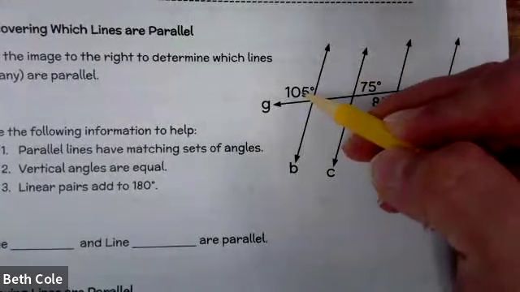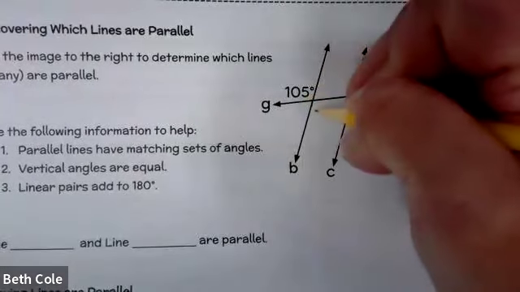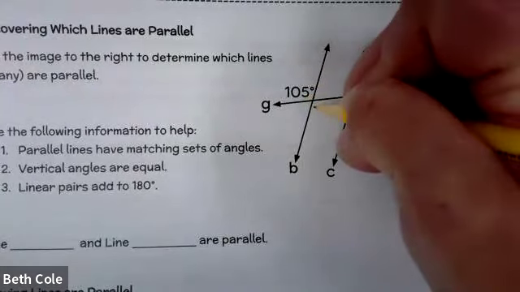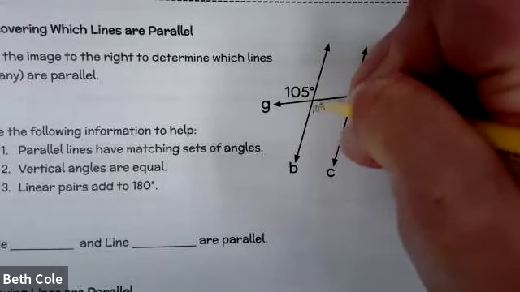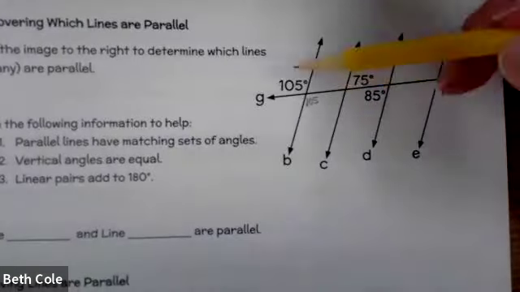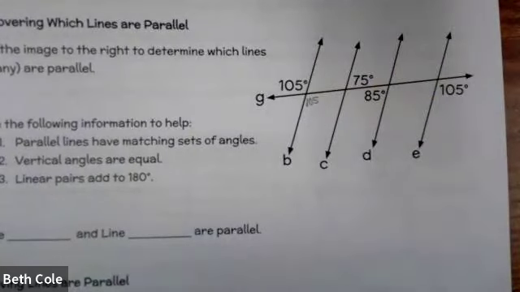So do you see how this one's 105? I can go ahead, you might need to write kind of small to get all your angles to fit in there. I know this one is also going to be 105 because those are what? What do we call it when they're across from each other like that? Perfect.